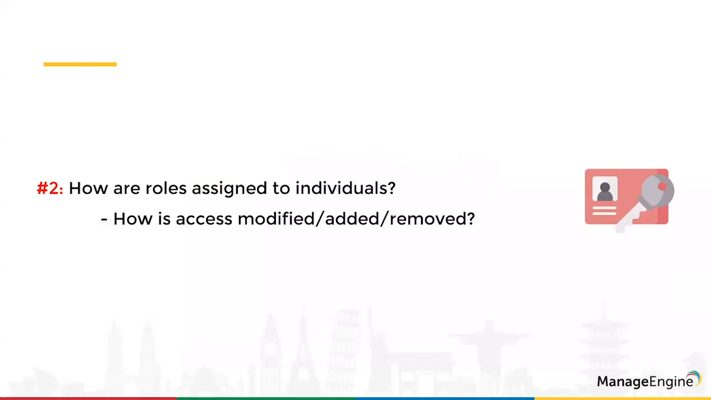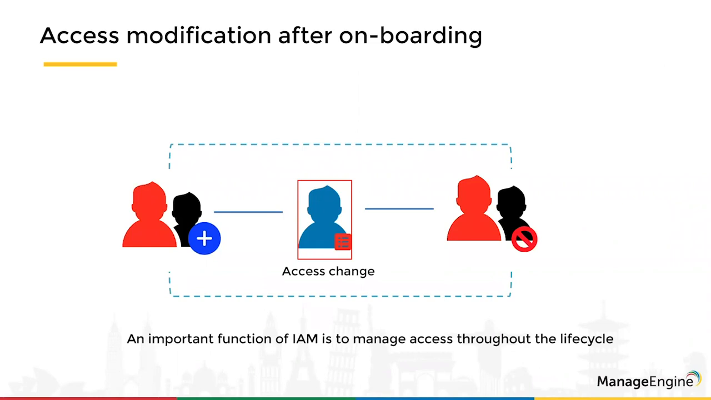The second core component is how roles are assigned to individuals. How is access modified, added, or removed? An important function of IAM is to manage access throughout the life cycle. Onboarding and offboarding constitute about 60%, but modification is also equally important, so that does have a good weightage. We just can't ignore what people do between when they walk in and when they walk out. So the access change is extremely important.